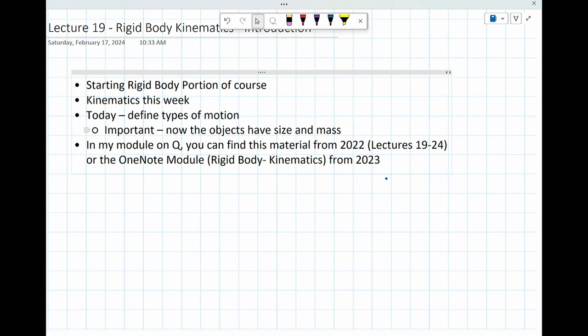So today what I'm going to do is define the motions and remind you that because it's a rigid body, everything has both size and mass. So particles, no size, but they have mass.